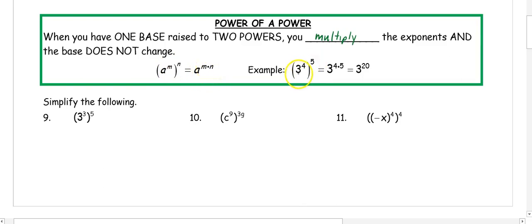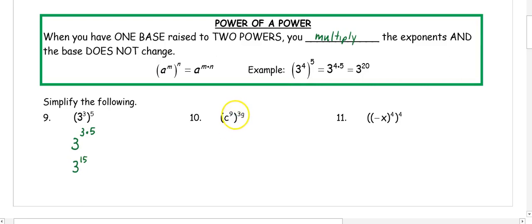With the numerical values, we have a base of 3 to the 4th, and then parentheses to the 5th. So we're going to multiply 4 times 5, and we get 3 to the 20th. So in number 9, our base is 3, and we're going to multiply the exponents 3 times 5. So we get 3 to the 15th.